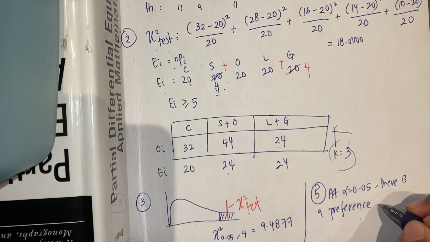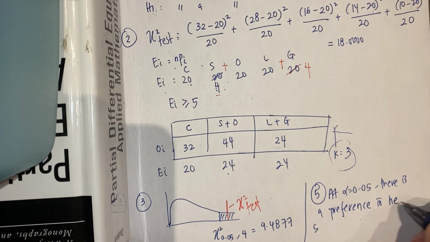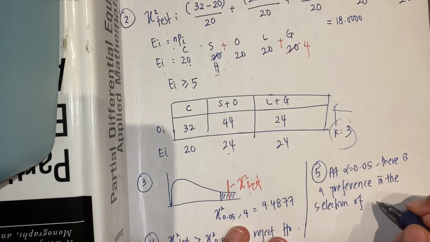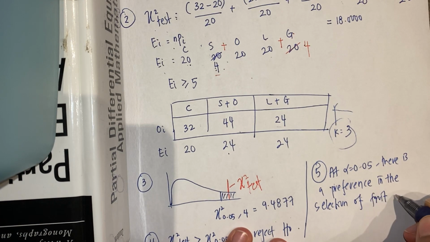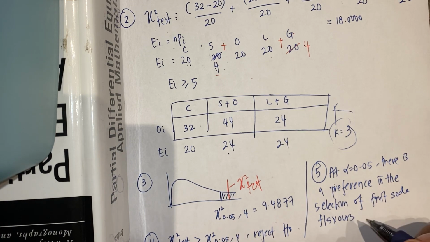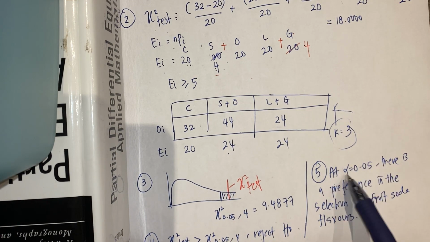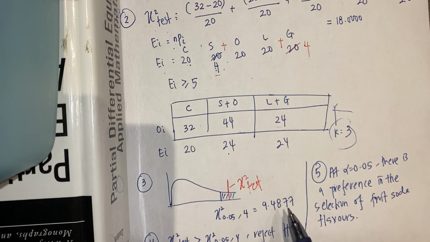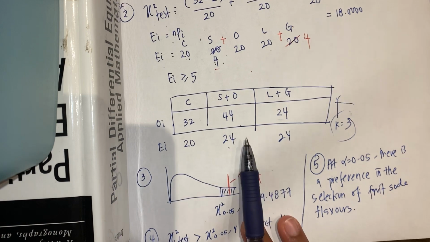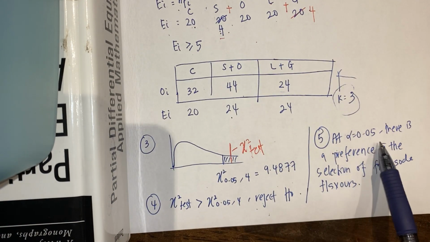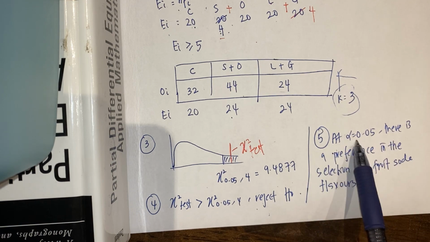preference in the selection of fruit soda flavors. Again, when we write the conclusion, alpha is very important to state, compulsory to state, because with a different alpha we could get a different critical value, and the decision might be different. So this conclusion is only applicable for this alpha.